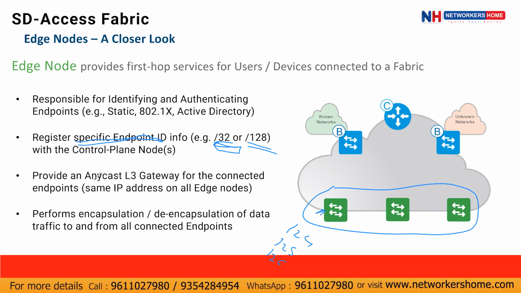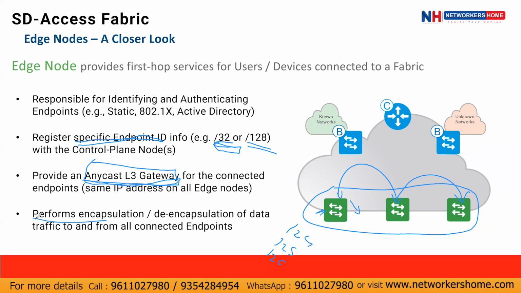Now it provides an anycast L3 gateway. Keep this in mind, we have anycast L3 gateway in the further slides. We'll look at what exactly the anycast L3 gateway is and how it is helpful in the mobility part. If my endpoint is connected here and it moves to here or here, how does it help? We'll discuss that part, because that's the main reason for mobility. How is it possible in SDA fabric?